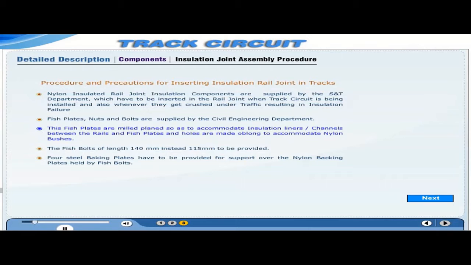These fish plates are milled plain so as to accommodate insulation liners or channels between the rails and fish plates, and holes are made oblong to accommodate nylon bushes. The fish bolts of length 140 mm instead of 115 mm are to be provided. 4 steel backing plates have to be provided for support over the nylon backing plates held by fish bolts.